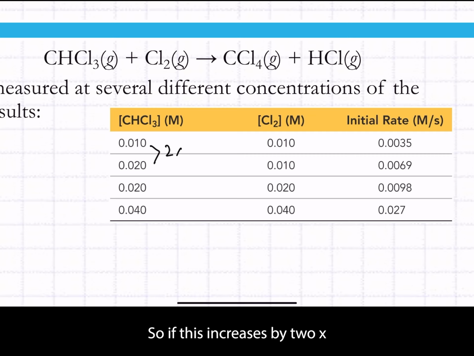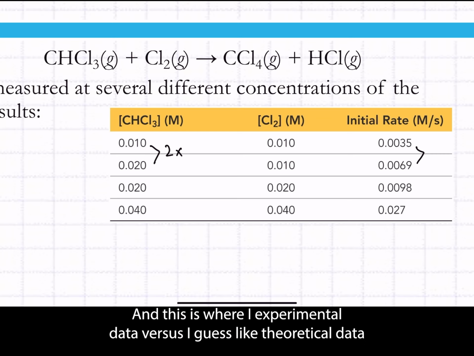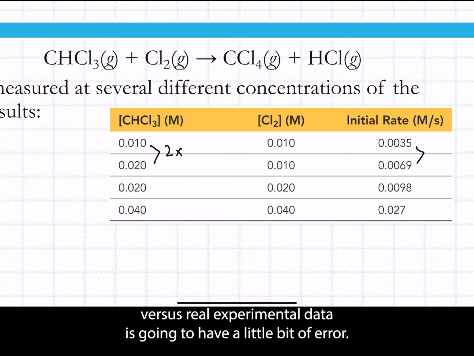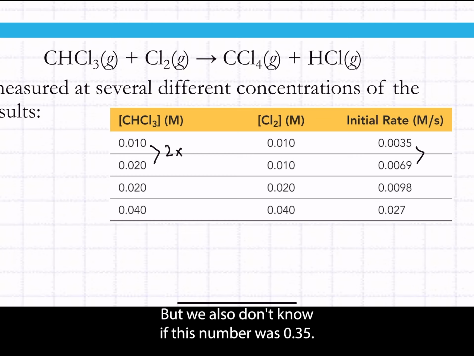So if this increases by 2x, how much does my initial rate change by? Just about 2x. And this is where theoretical data versus real experimental data is going to have a little bit of error. It's not exactly 2x, but we also don't know if this number was 0.35, maybe it's 0.00345, in which case we get 0.0069. So there's going to be a little bit of error, but that's really close to being double. So this is also a 2x.